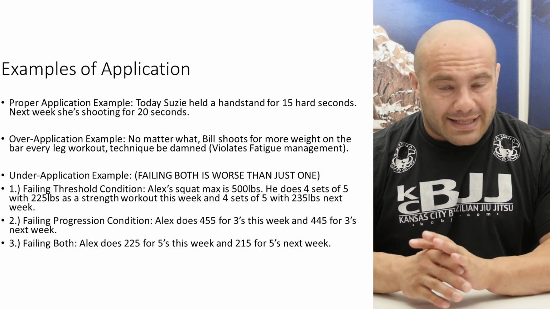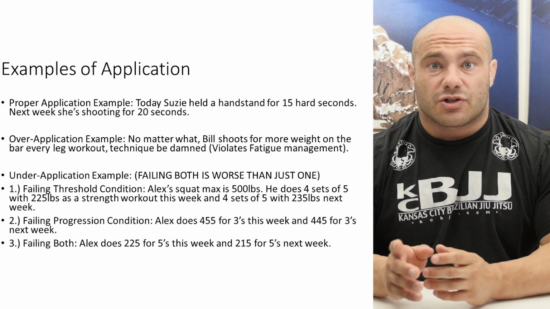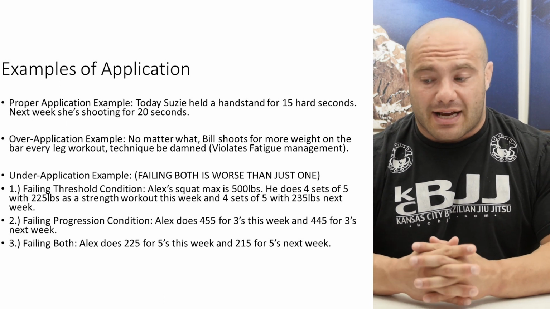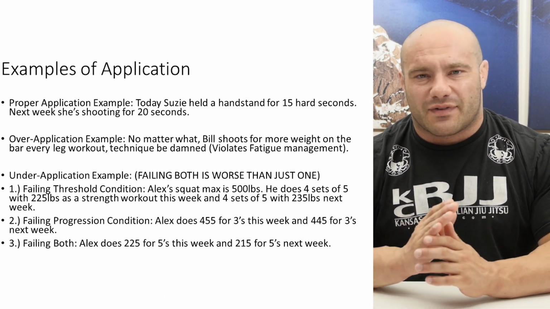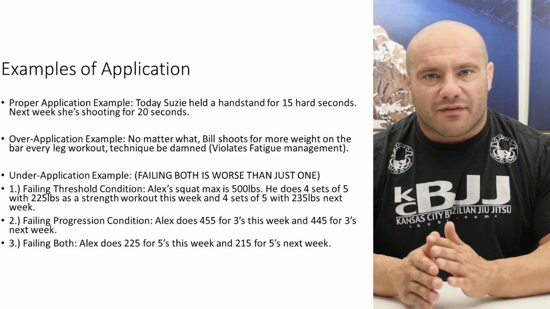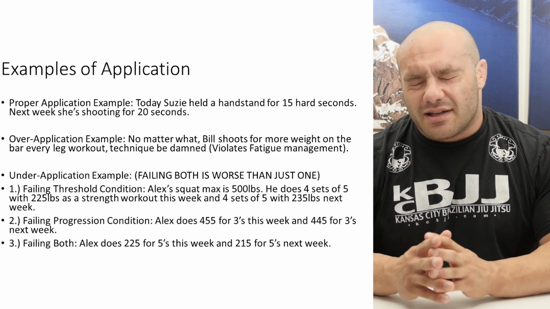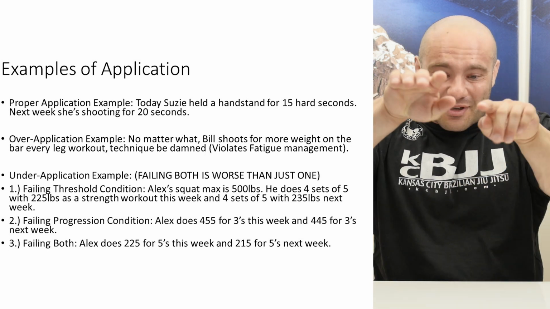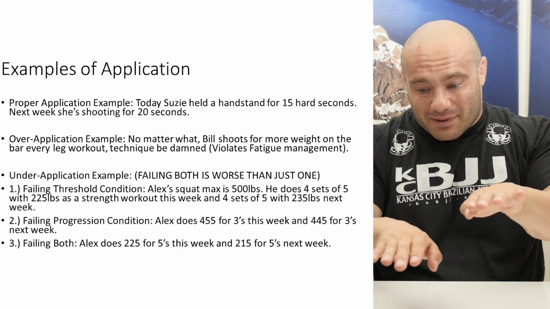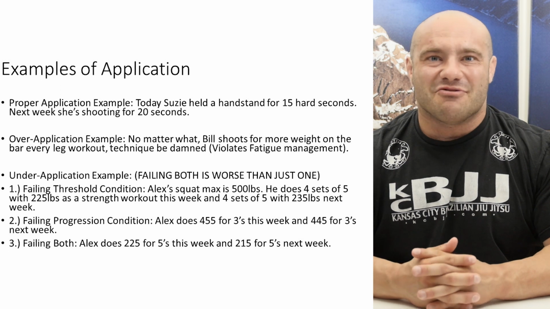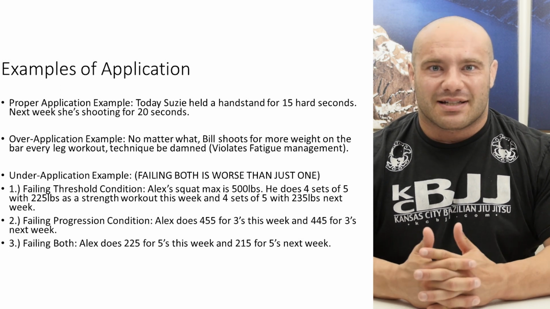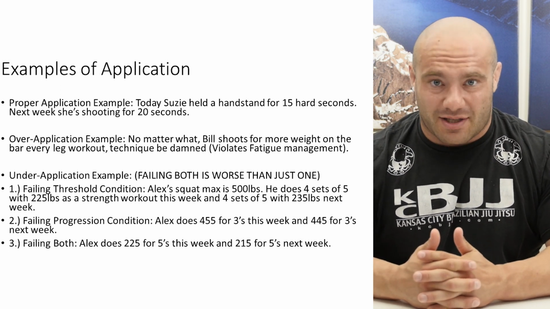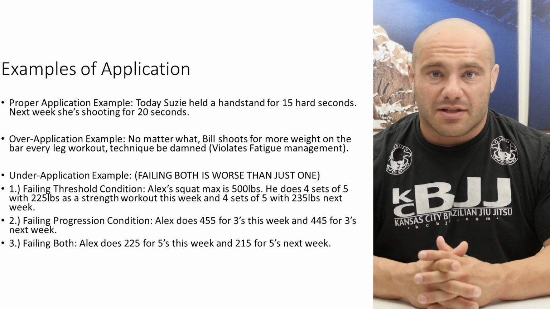Alex, we tell him about this and he really misunderstands us, so he just applies both conditions poorly the next time. He goes, I got this. This time I'll fix it. He does 225 for 5s this week, and then next week he does 215 for 5s. So not only is our overload threshold up here and he's down here, but he's applying a reverse progression, a regression in load the entire time. That's failing both conditions.